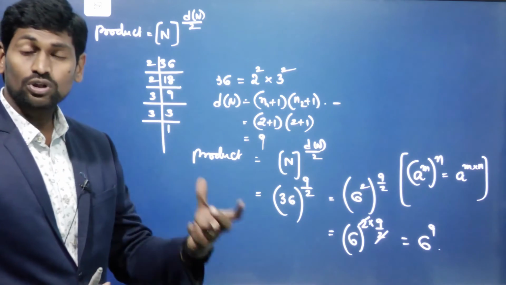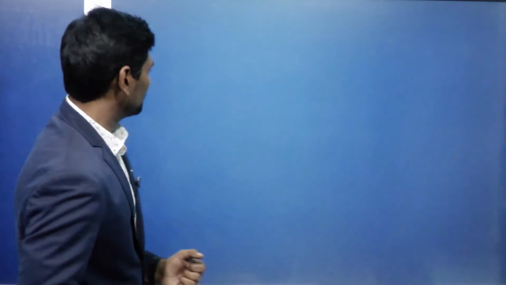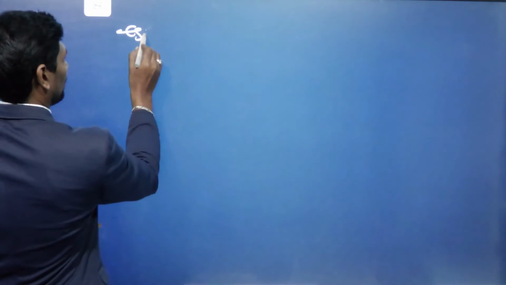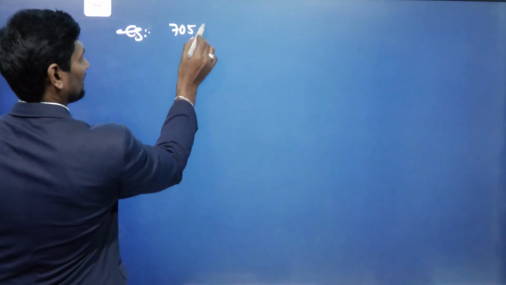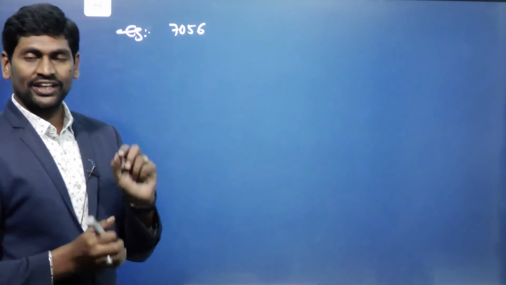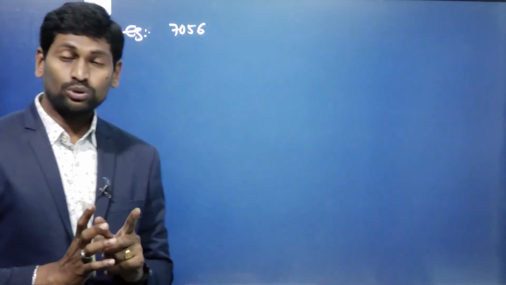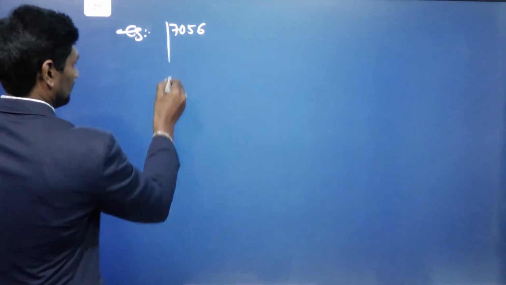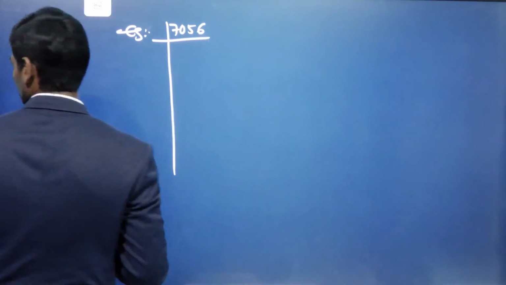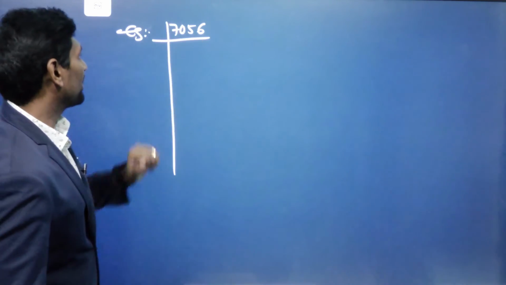Right. So let us go to the next example. Now I am taking somewhat bigger, for example 7056, a 4-digit composite number. Whether you take a 2-digit, 3-digit or 4-digit number, whatever it may be, first of all we need to find the prime factorization of that number. Let us see this. So let us find the prime factorization of this number.